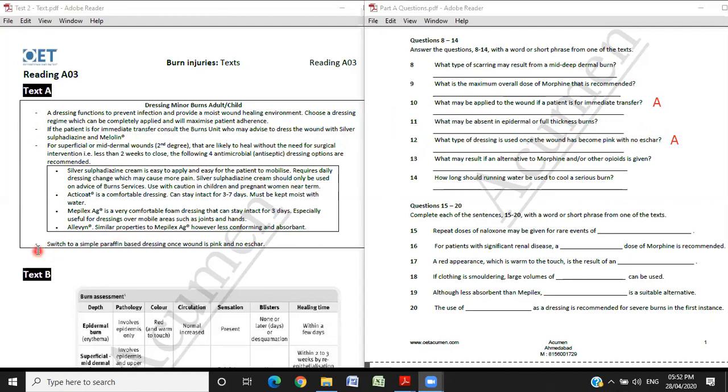And here it says what type of dressing is used when the wound has become pink. So we assessed here, switch to simple paraffin-based dressing. So the answer for question 12: we had decided that it has to be a type of dressing, so that is simple paraffin-based dressing. Ma'am, do we write only paraffin? No, that's wrong. Simple paraffin-based dressing. Okay.